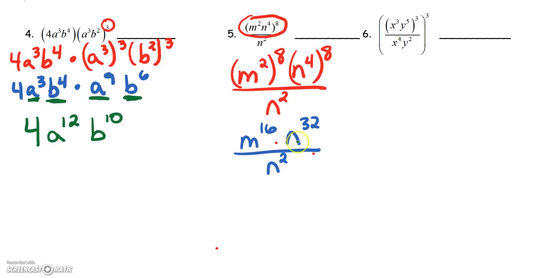Now we're dividing two things with the same base. The n's are the same in n to the 32nd and n squared. When we divide things with exponents, we subtract those exponents. M to the 16th remains, and then n to the 32nd divided by n squared, subtract the exponents. 32 minus 2 gives us n to the 30th.